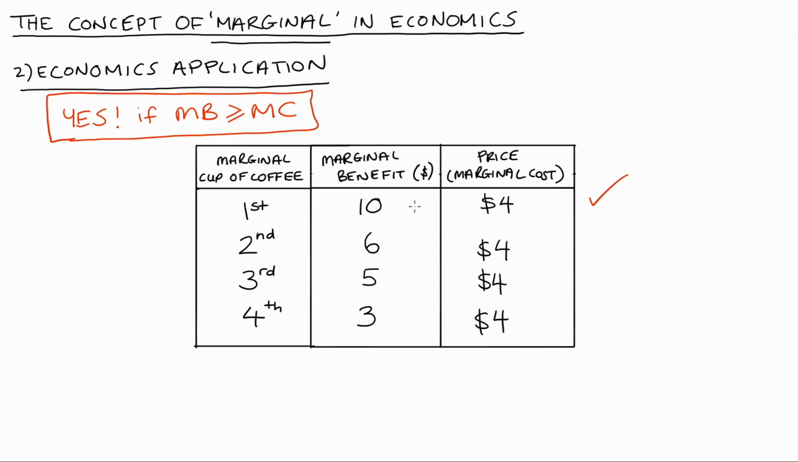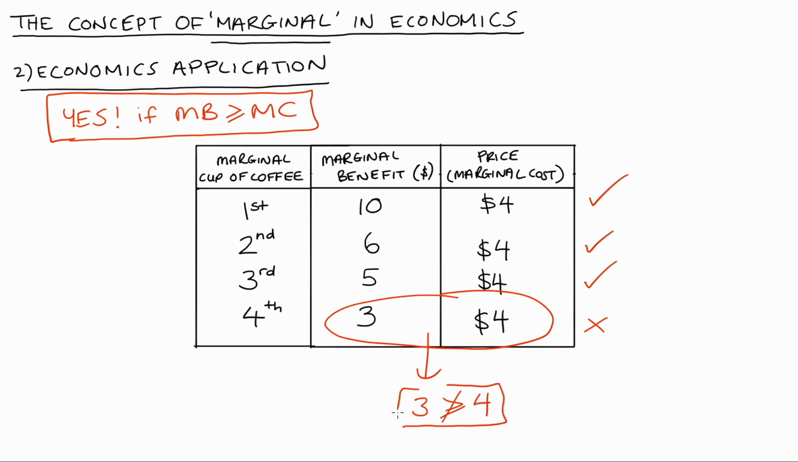Yes, they will consume the second, because again, the marginal benefit, that's 6, is greater than the marginal cost, 4. And yes, the third as well, since 5 is greater than 4 too. But our consumer will definitely not purchase this 4th cup of coffee because the marginal benefit is not greater than the marginal cost of consumption. They only get $3 worth of benefit, and it would cost them $4 for that cup of coffee. So according to our model here, our consumer will consume 3 cups of coffee.